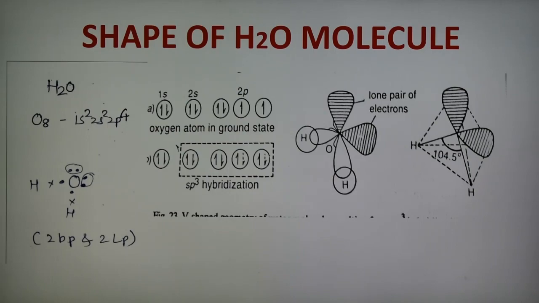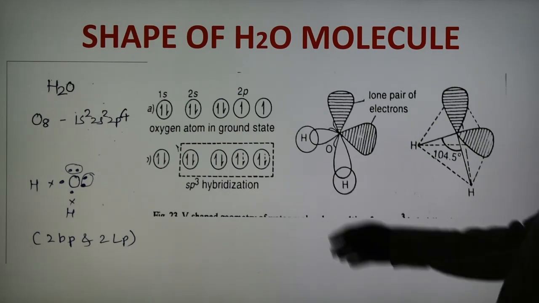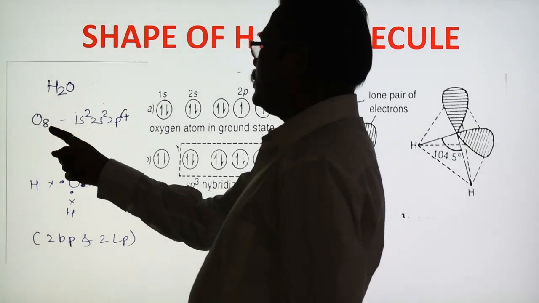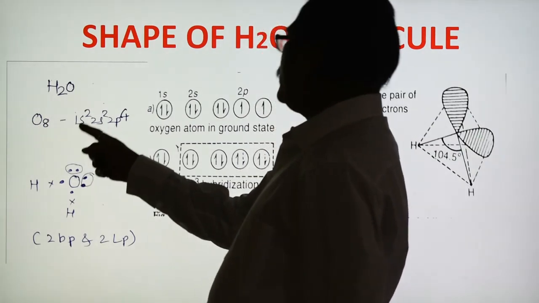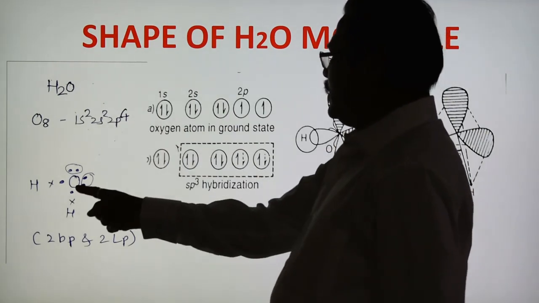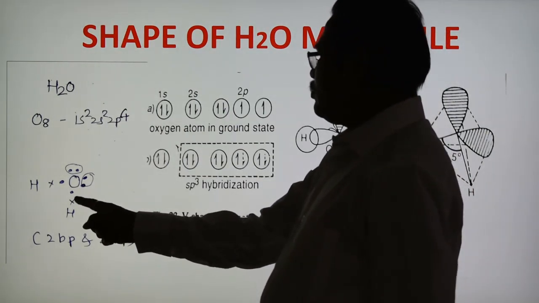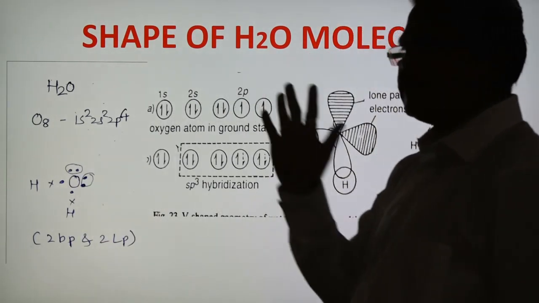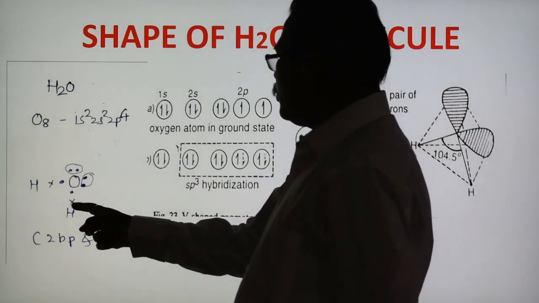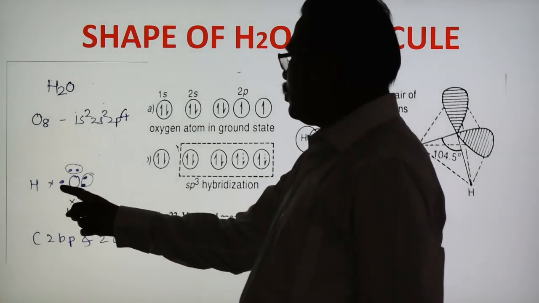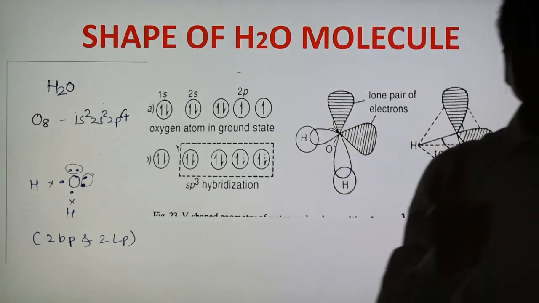Next one is the shape of the water molecule, H2O. In H2O, the central atom is oxygen. The atomic number of oxygen is 8, and the configuration is 1s2, 2s2, 2p4. There are 6 electrons in the valence shell of oxygen. So the 6 electrons are 1, 2, 3, 4, 5, 6. Out of 6 electrons, 2 electrons take part in overlapping with the 2 electrons of 2 hydrogens, forming 1 bond pair. This is the second bond pair. The remaining electrons are lone pairs.